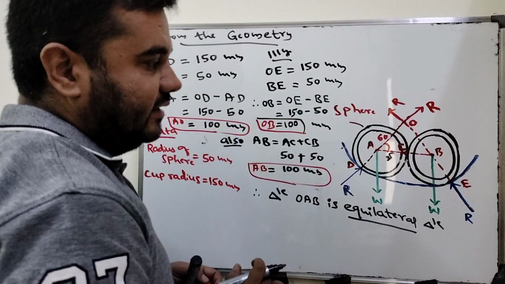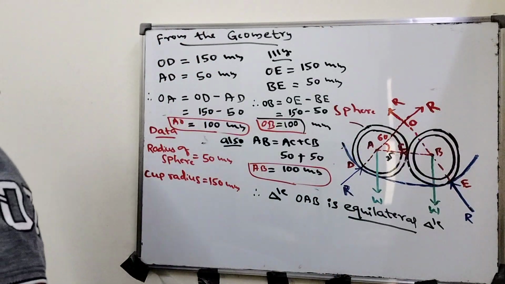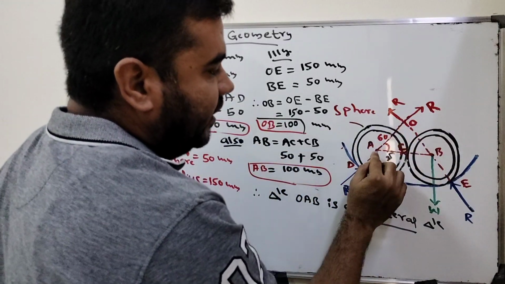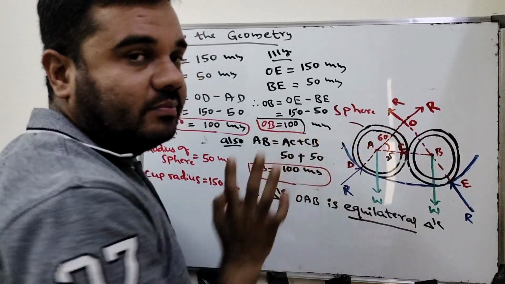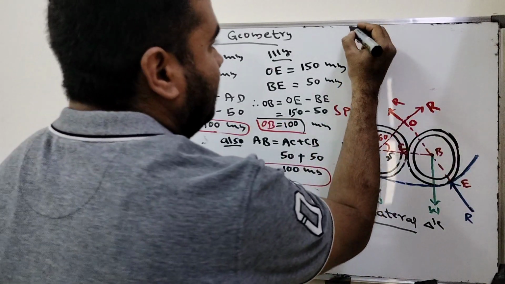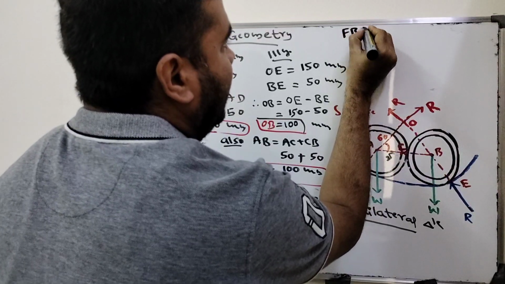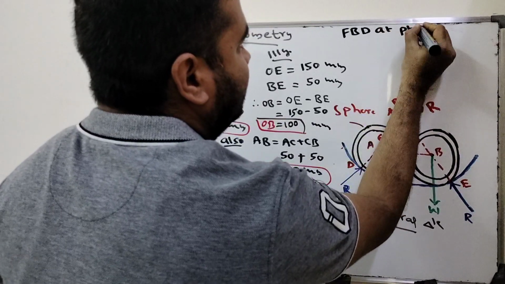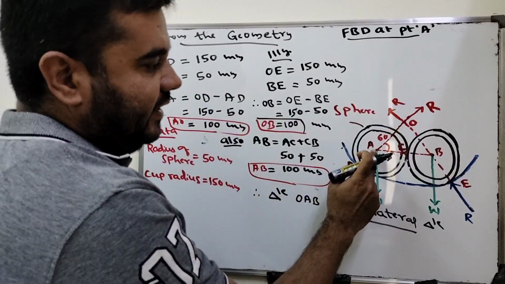That is 60 degrees. Now come to the free body diagram to apply Lami's theorem. To apply Lami's theorem, we have to draw the free body diagram at point A, the first sphere center. You can apply it here also, no problem, but I'll apply it at point A. Now I am applying a free body diagram at point A.